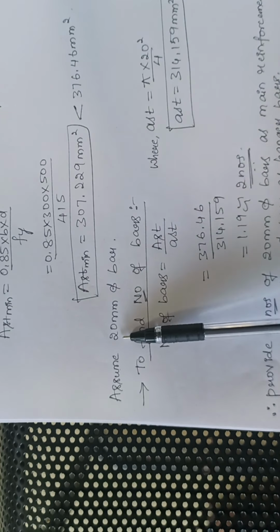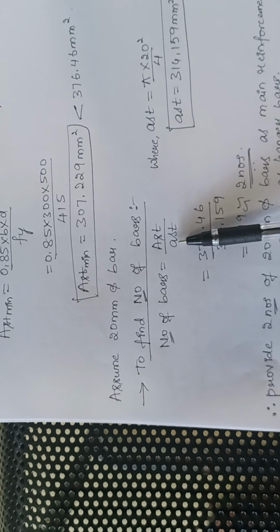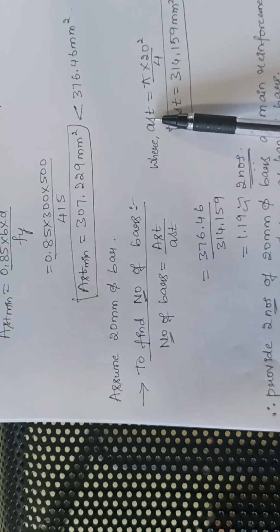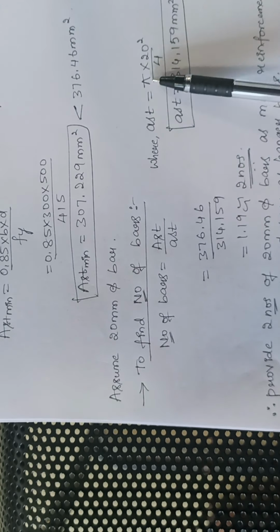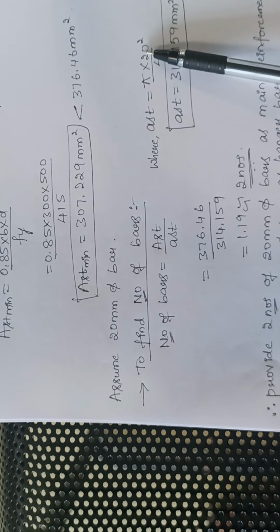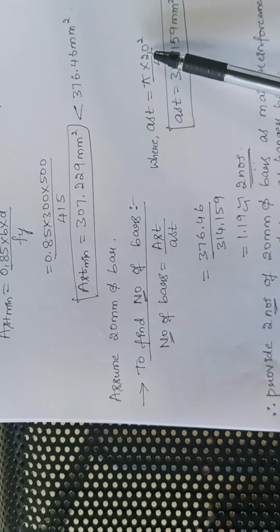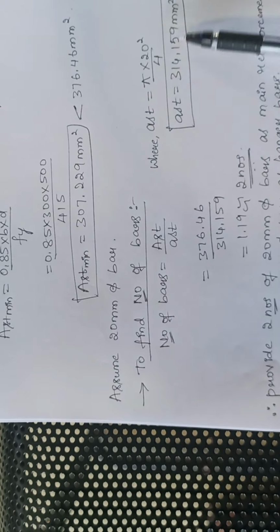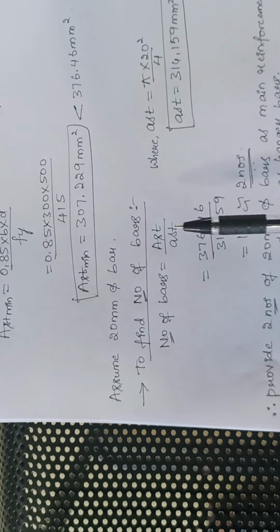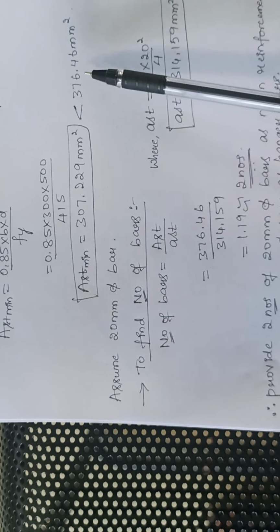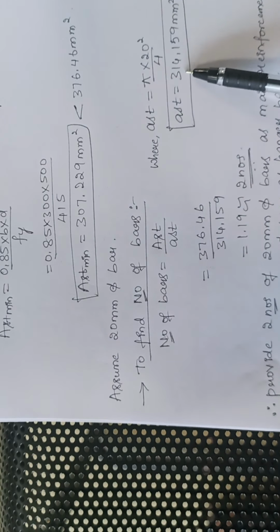As we are adopting 20 mm dia bar, let us find the area of 1 bar. To find the area of 1 bar, that is small AST, we have the formula pi d square by 4, where d is the dia of the bar, which is 20 square by 4. On simplifying, you will get 314.159 mm square. We know the value of capital AST, that is 376. We know the value of small AST. Divide those two values, we will get 1.19, approximately consider it as 2 numbers.